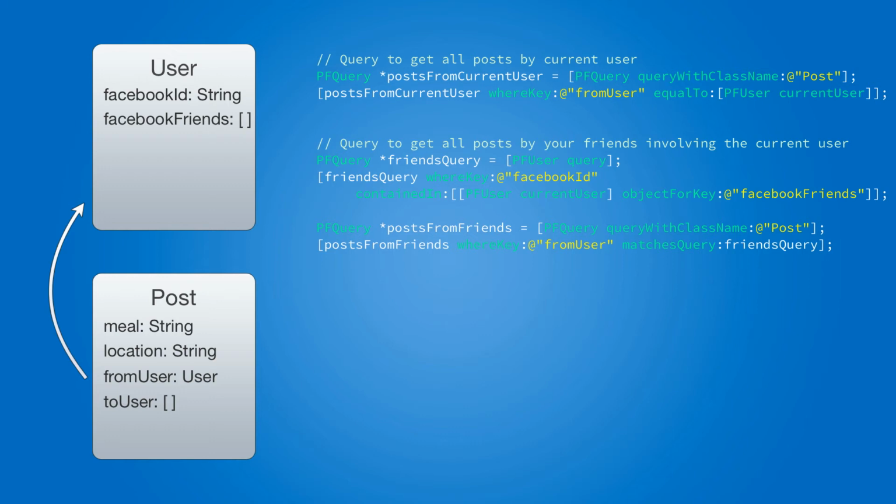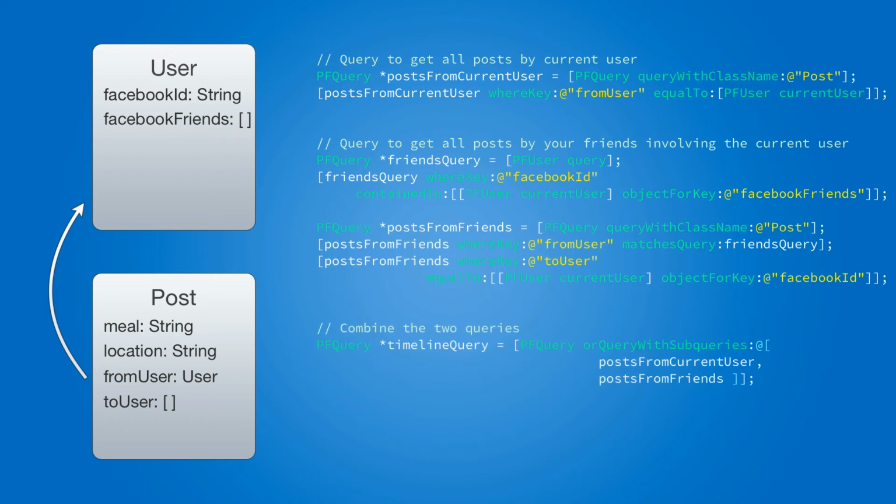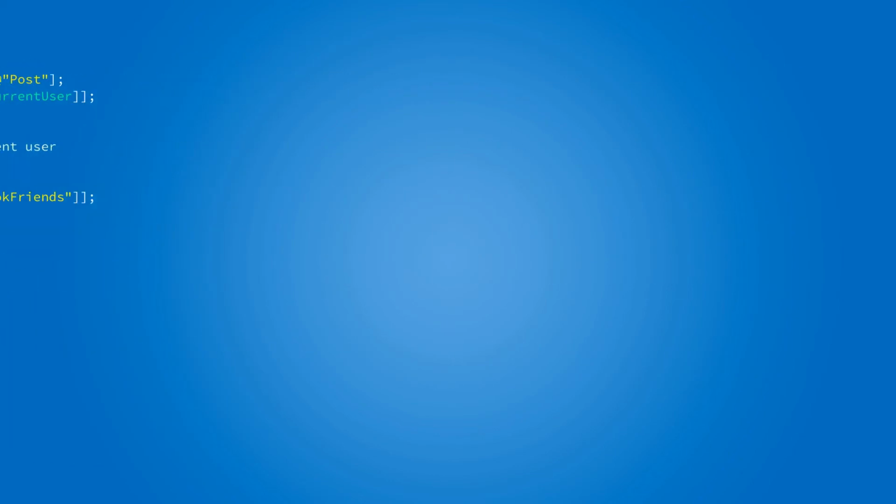However, we want to limit this further by only fetching the posts where the current user was also involved. So, we'll also make sure that the toUser field of the post contains the current user's Facebook ID. Armed with these two queries, one for the user's posts, one for the friends' posts, we'll combine them with an OR to create our timeline query. Whew, so now that we got that figured out, let's get coding.